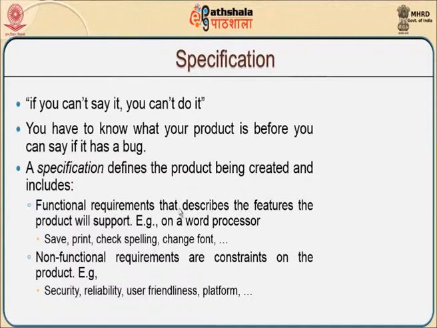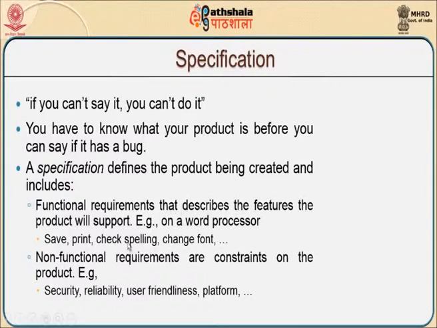So you can simply think: did it exist only during the implementation phase, or should it have happened from the beginning, from the specification point of view? As part of specification we have read, or rather experienced, that if you can't say it, you can't do it. You have to know what your product is before you can say if it has a bug. That means a specification defines the product being created and includes two different terms: functional requirements and non-functional requirements.